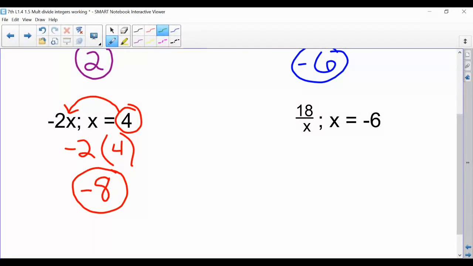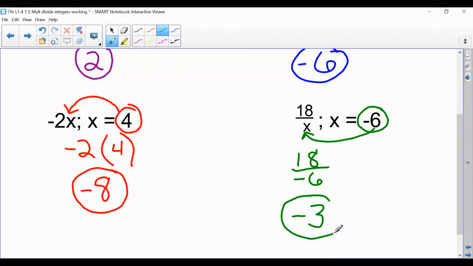And the last one over here, 18 divided by x for when x equals -6. So -6 goes where the x is, and our problem is 18 divided by -6. 18 divided by 6 is 3. Positive divided by a negative is negative. So our answer is -3.